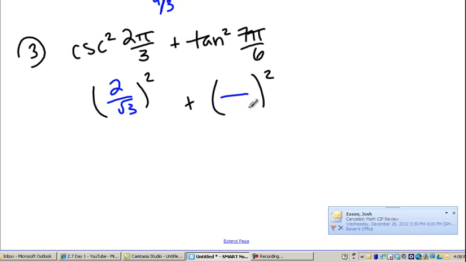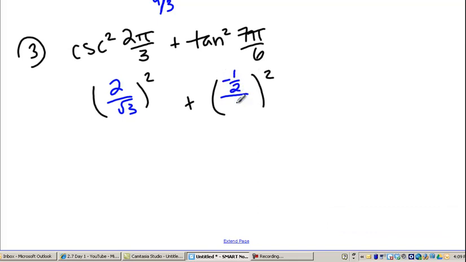The next one, tangent of 7 pi over 6. Tangent's your y value over your x value. So look at your unit circle. You should have negative 1/2 for your y. So that goes on the top. And negative square root of 3 over 2 on the bottom. That's your x value.